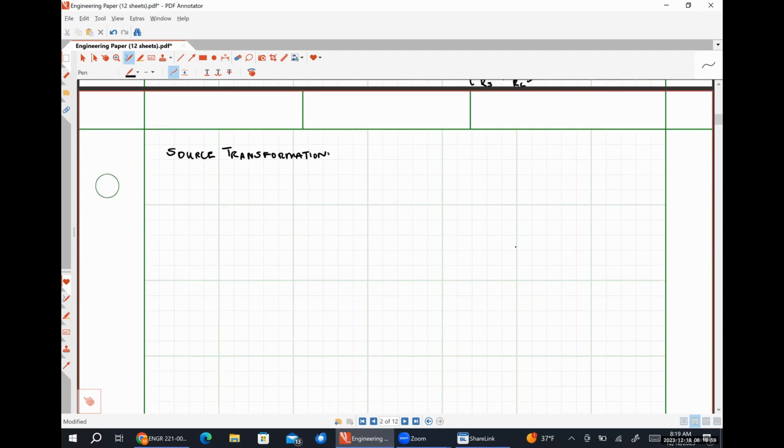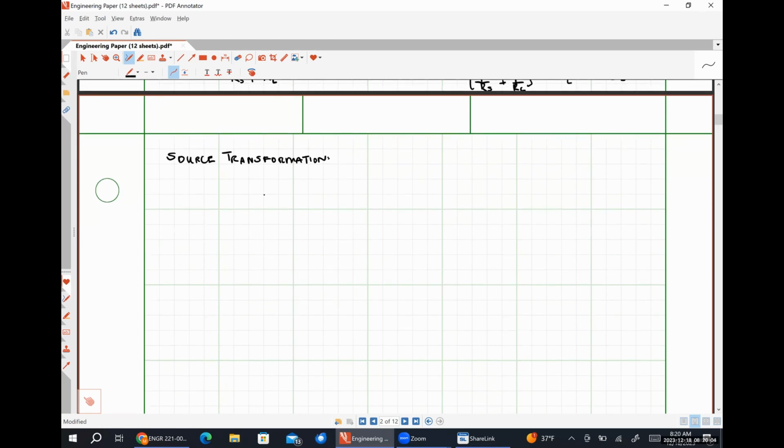So if I have the following network where I have a resistance in series with a voltage source, I'm going to call this RS, and I'm going to call this VS. We can convert this into the following network. My stylus will write.